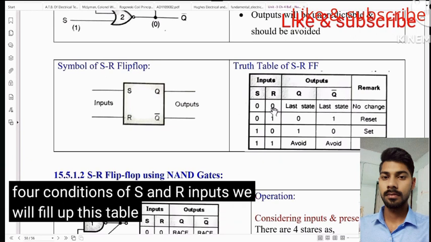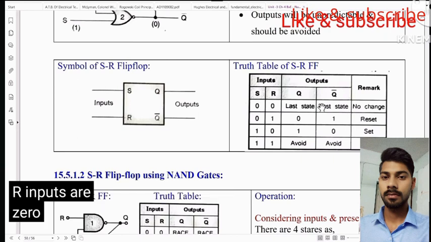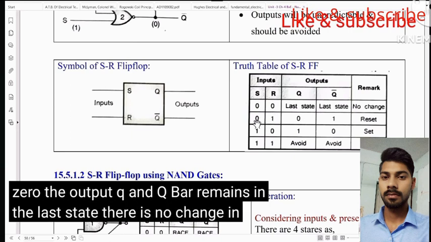We will fill up this table. When both S and R inputs are 0, the output Q and Q bar remain in the last state. There is no change in output.